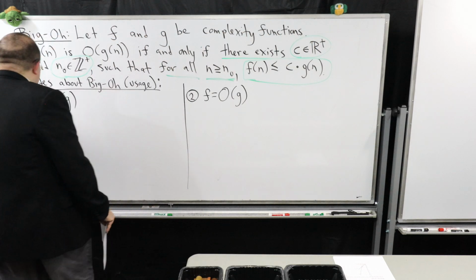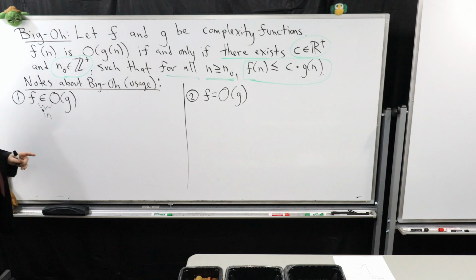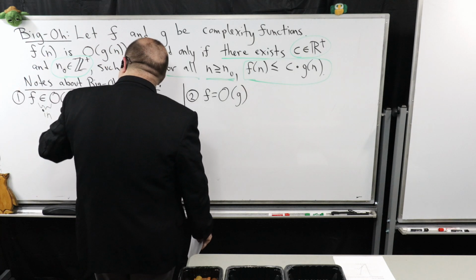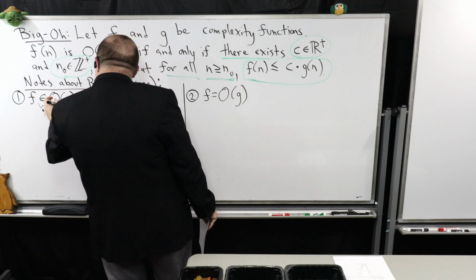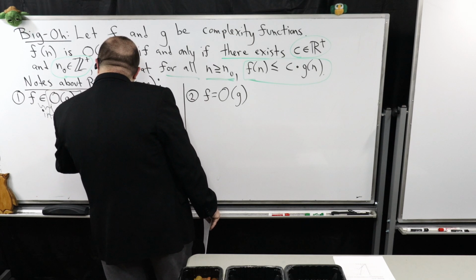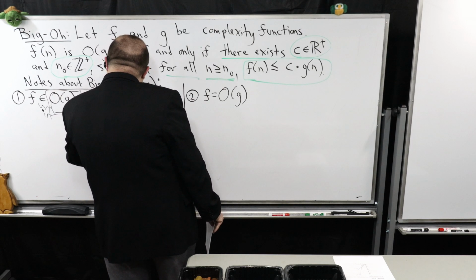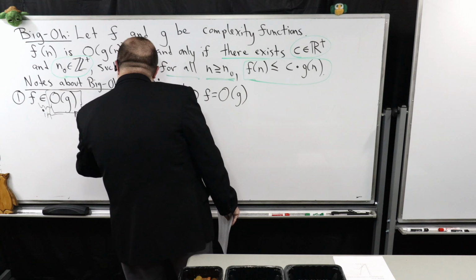If you've never seen this ∈ symbol before, I've used it a few times here at least. Remember, this means "in." If you've seen set theory before, don't worry too much whether you have or have not. This just means "in." So I'm saying this function is in, or is, big O of g. What does that mean? That means that big O of g, this big O of g right here, is actually a collection or set of complexity functions.